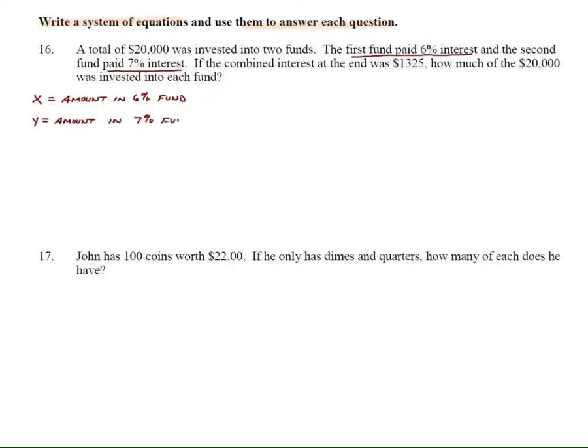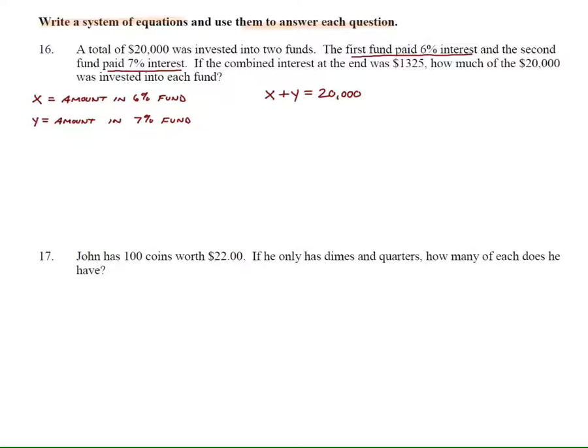The reason we identify variables first is because when we write our equations, we'll know what we're dealing with, and when we find our solutions, we'll also know what we're dealing with. I really want to see the identification of the variables in your work because it helps me know what answer goes with what part of the problem. So one equation will be for the total investment. If I have a certain amount in my 6% fund and a certain amount in my 7% fund, I'd have X plus Y is my total investment, which is 20,000.